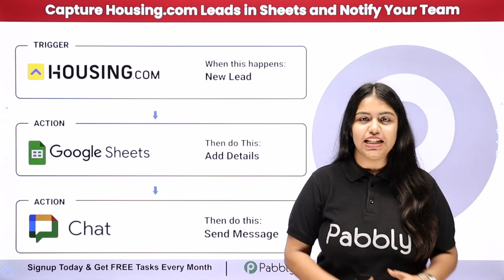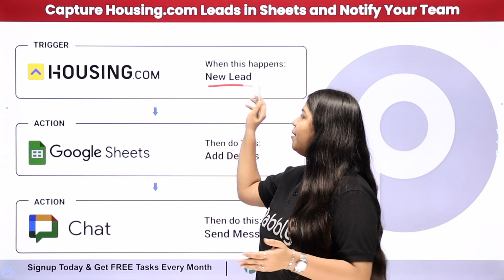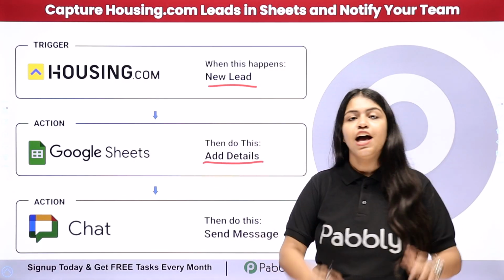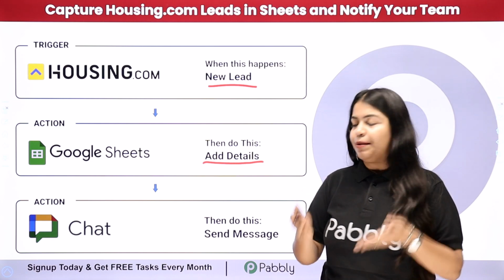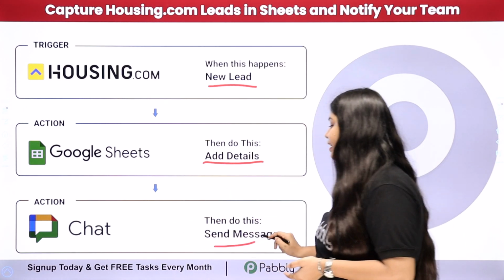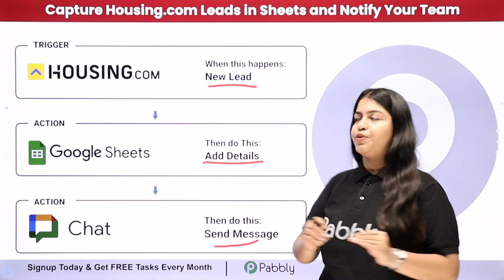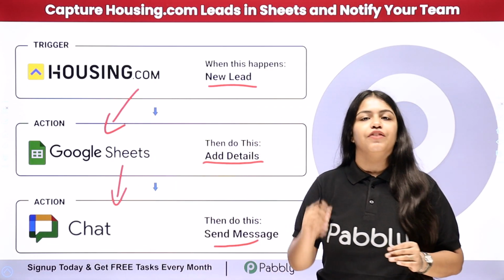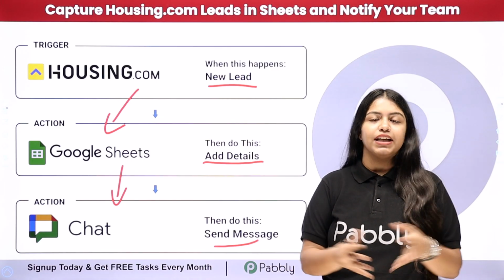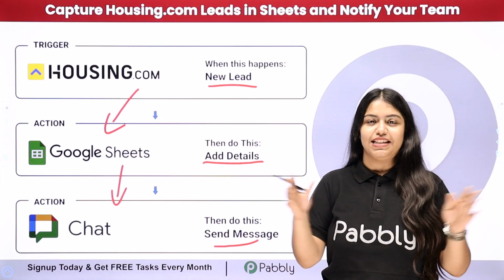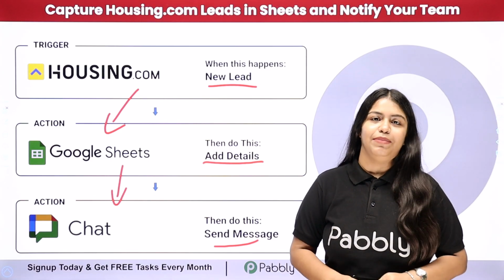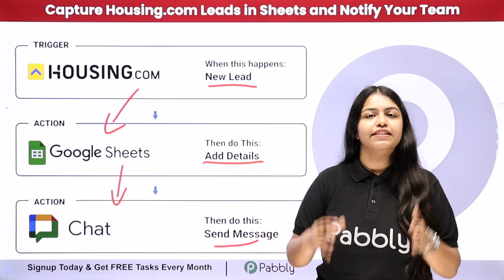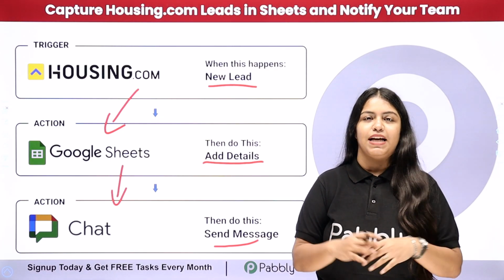Like you, I also use housing.com to get more leads for my own business. And now what I want is that as soon as we receive a new lead from housing.com, I add the lead details into my Google Sheets. Not only this, I want to notify my team on Google Chat about the same. So to do this, we are going to create a connection between housing.com, Google Sheets and Google Chat, without knowing any programming or coding language, using an amazing automation software, which is Pabbly Connect. So if you also want to create this automation for your own business, come with me towards my screen.